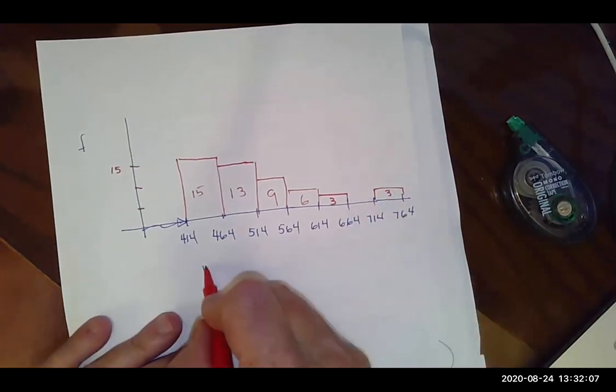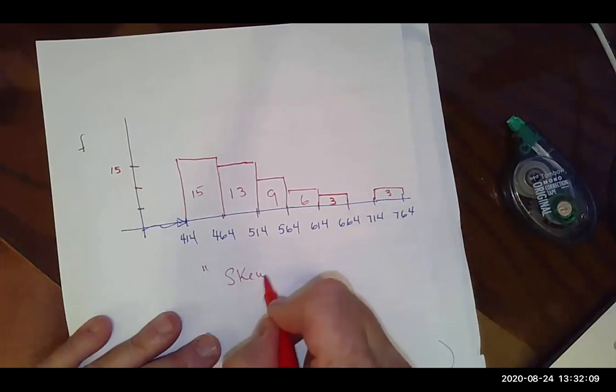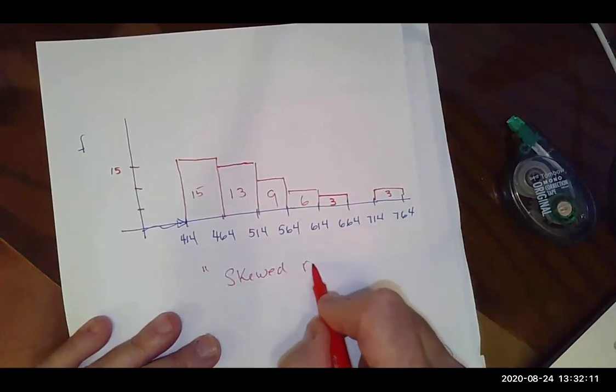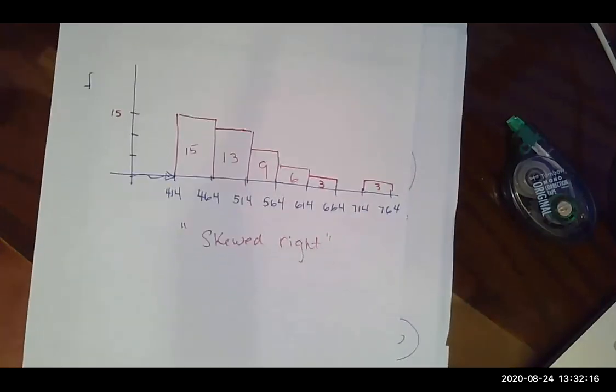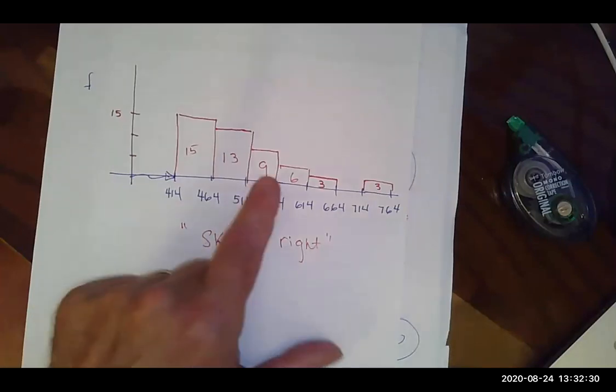And I'm going to put the word S-K-E-W-E-D, skewed right. You'll see this phrase coming up, if not in today's homework, but soon. There'll be something called skewed left, skewed right, and then symmetric. Symmetric would be like the bell-shaped curve. But this is skewed right.